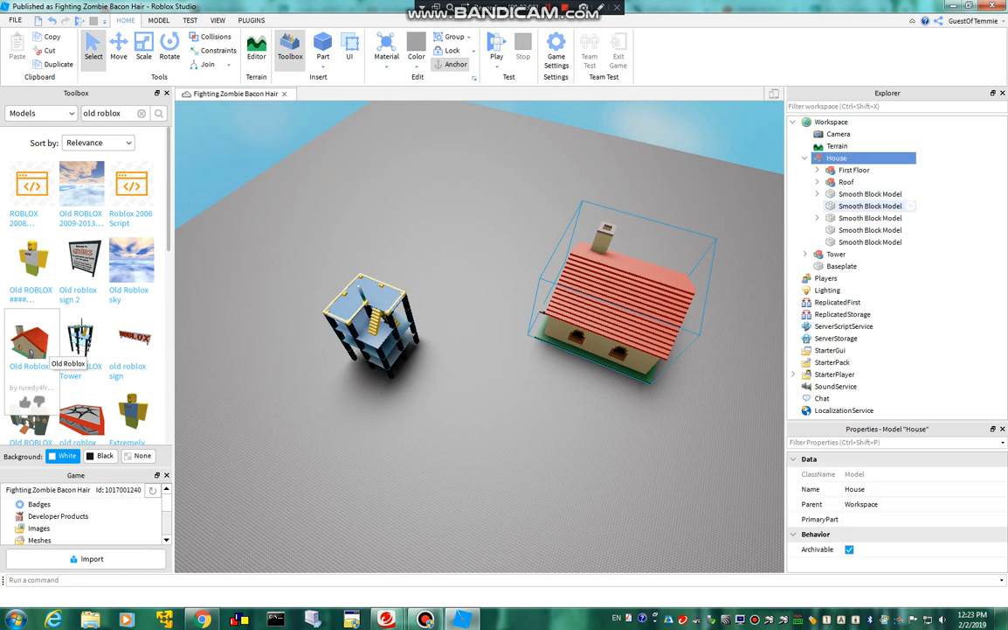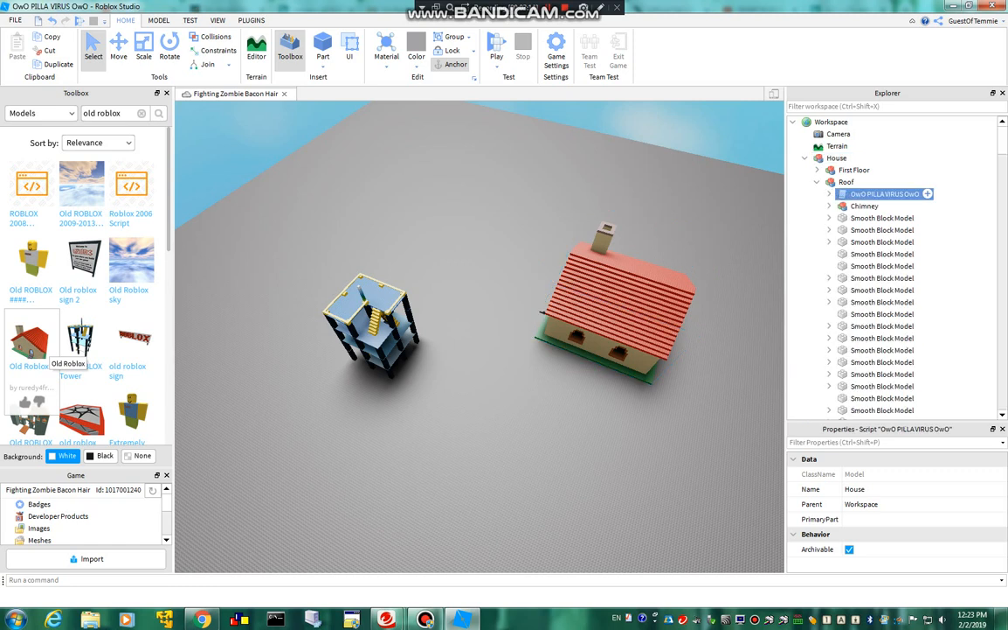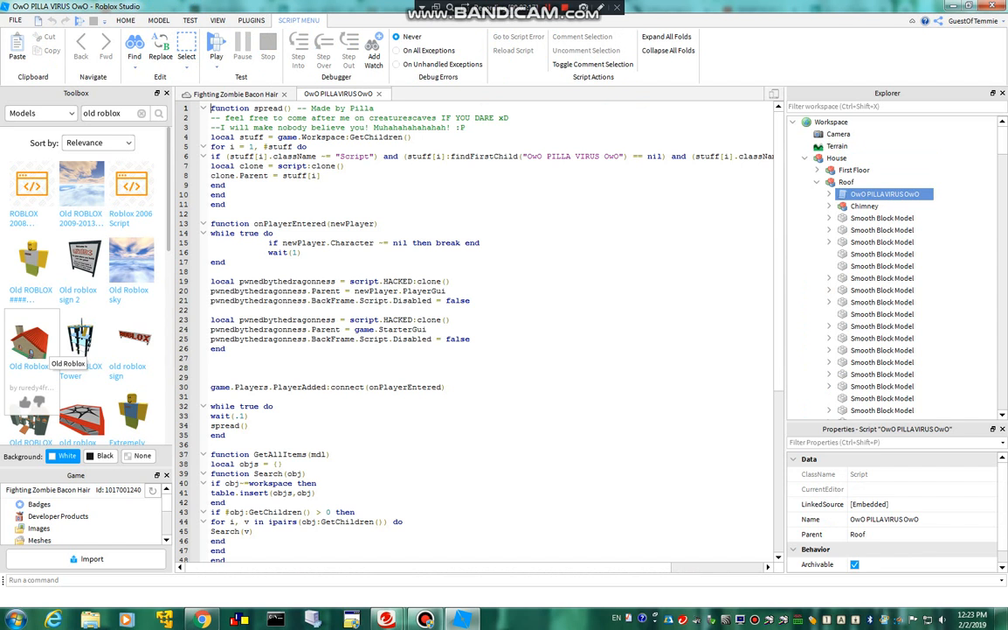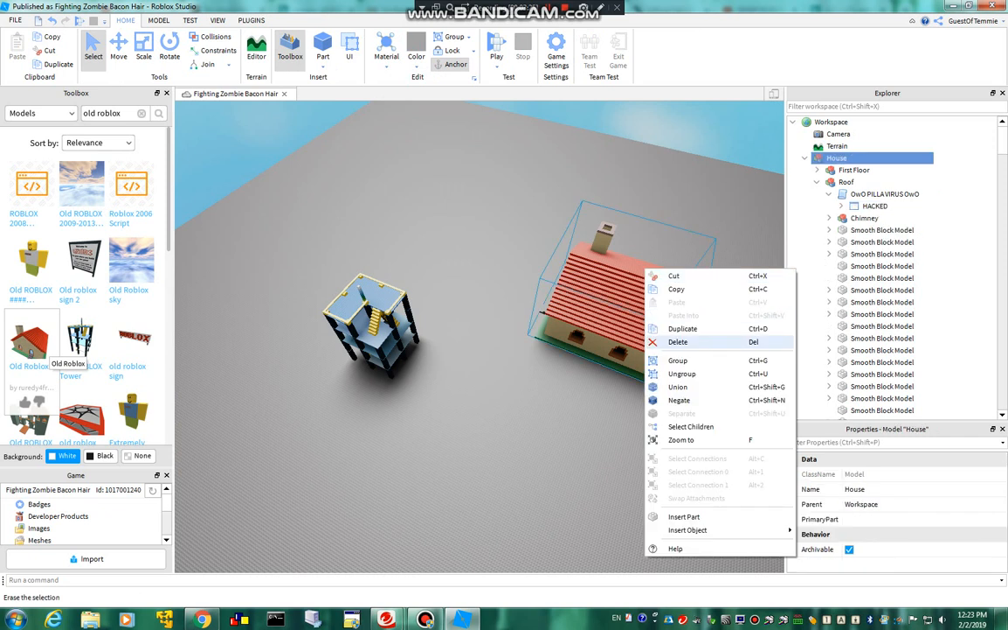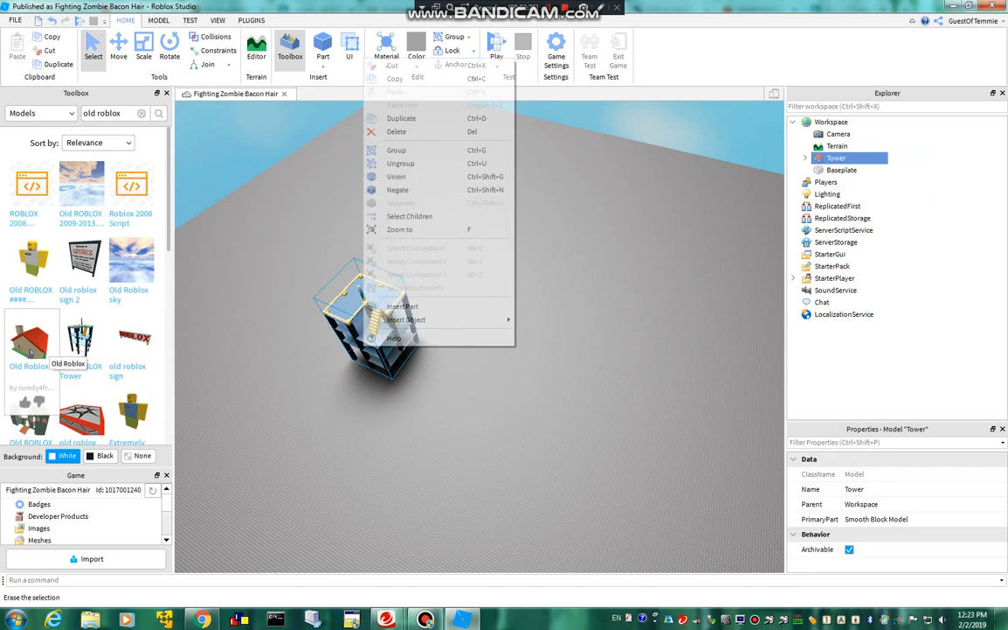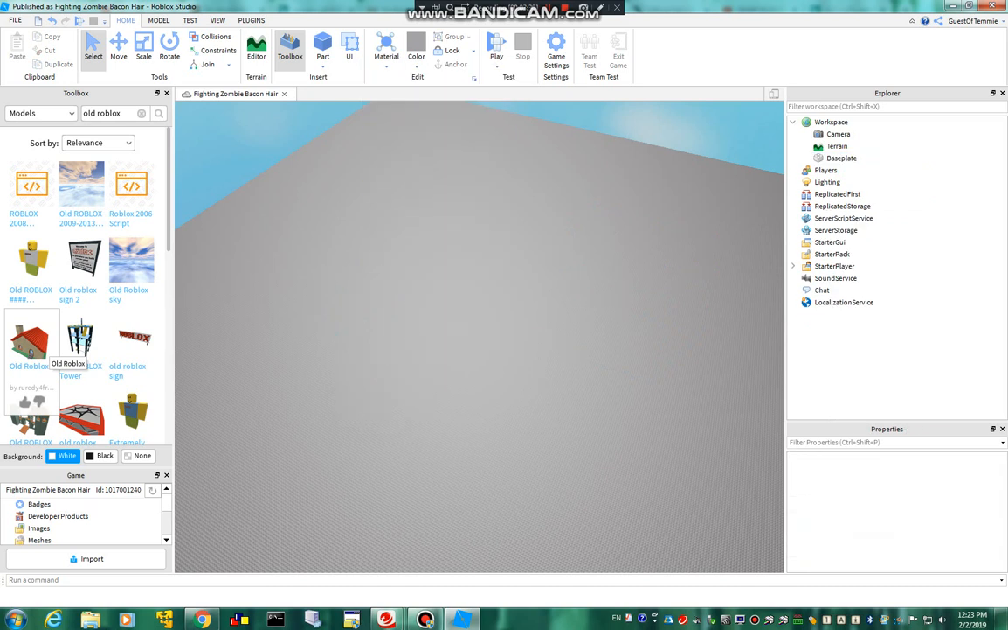Its description is in this house. If I could find a script. Yeah, this. This pillar virus. Yeah, that's the virus right there. I don't even have to explain why this is annoying.